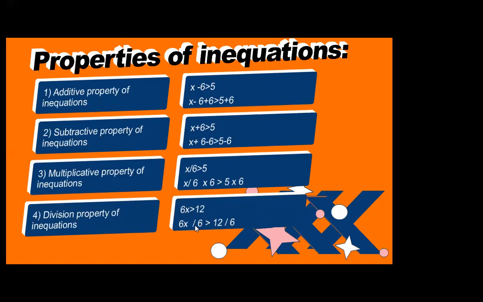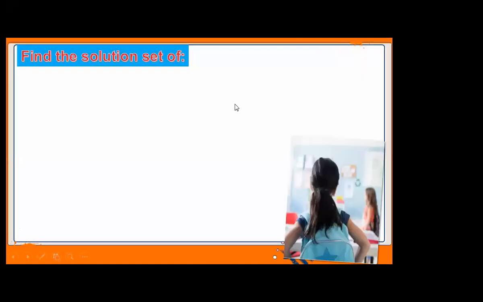Okay, so these properties are clear to you. When x minus 6 is there, we have to apply additive property. When x plus 6 is there, we have to apply subtractive property. When the number is dividing the variable, we have to apply the multiplicative property. And when the number is multiplying with the variable, we have to apply the division property. Is it clear? Okay, so let's start with the question.